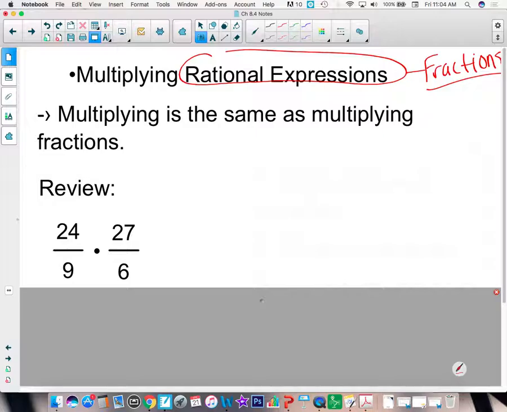What's the first thing you do or look for when you're multiplying fractions? Cross simplifying. That's the first thing you want to look for. It's 3, 6 now. Okay, first thing you're going to look for is cross simplifying or cross canceling.